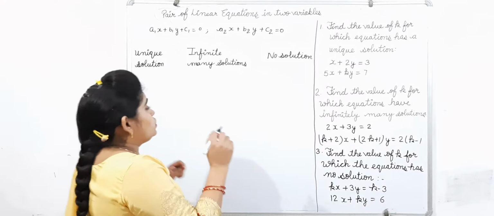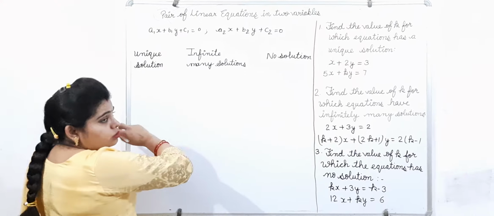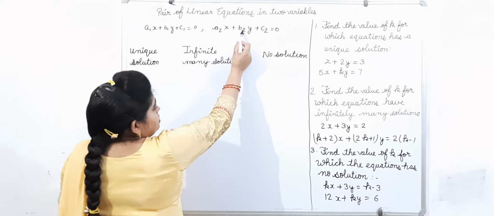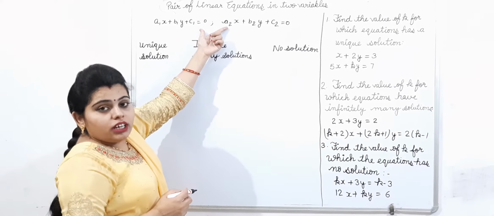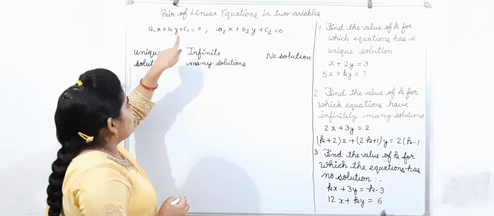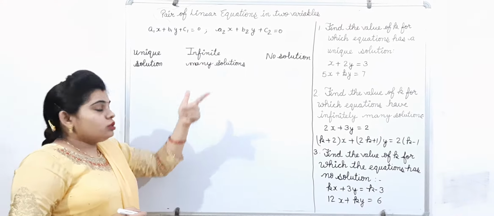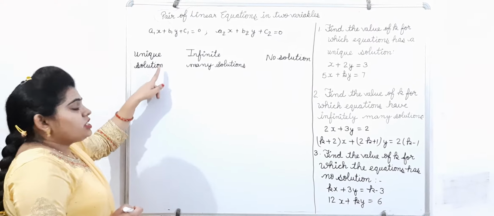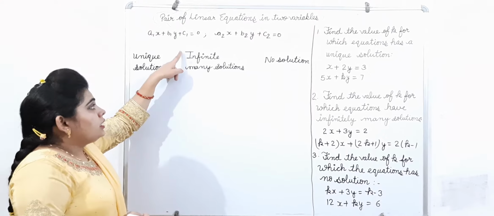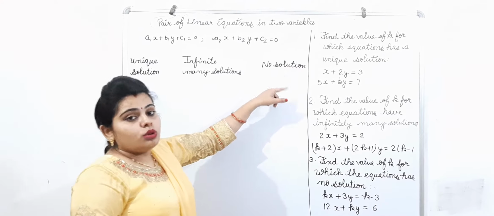We have two linear equations a1x plus b1y plus c1 is equal to 0 and a2x plus b2y plus c2 is equal to 0. This is a pair of linear equations in two variables. Here the variables are x and y. Now on comparing the ratios of these equations, we come to the result that the equations have a unique solution, infinitely many solutions, or no solution.